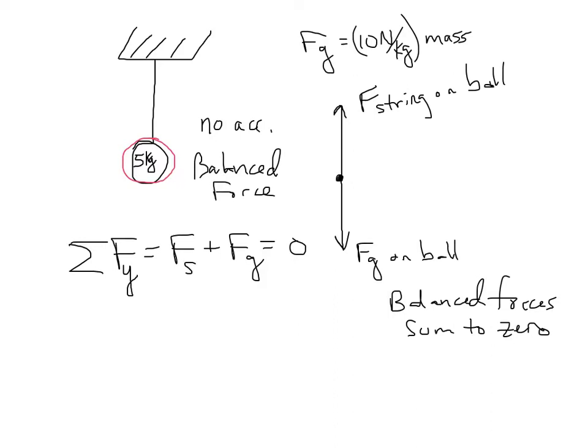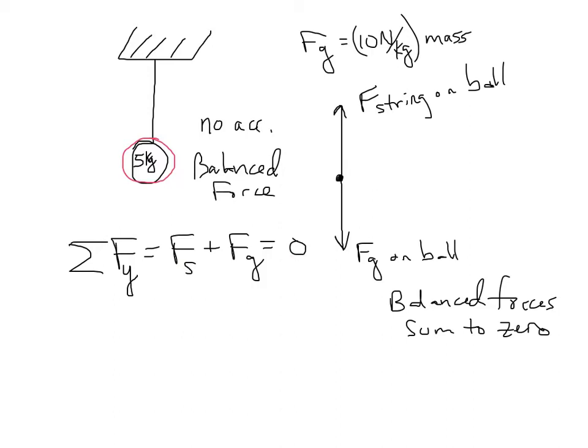So again, the y representing vertical. So this is a vertical situation here. And so all of our forces that we're adding are in the vertical, up and down here. So force of string plus force of gravity equals 0.